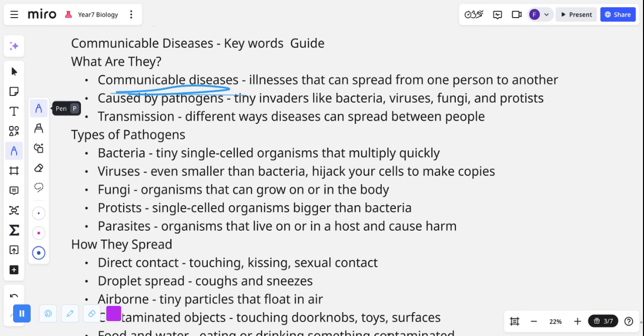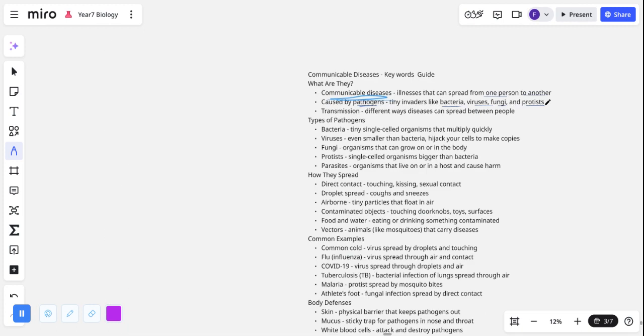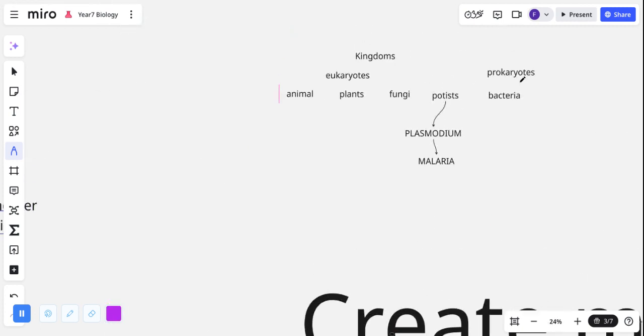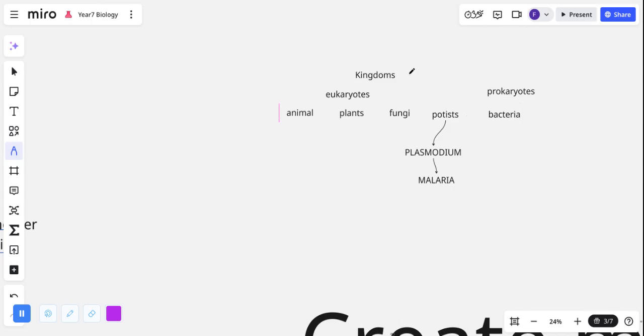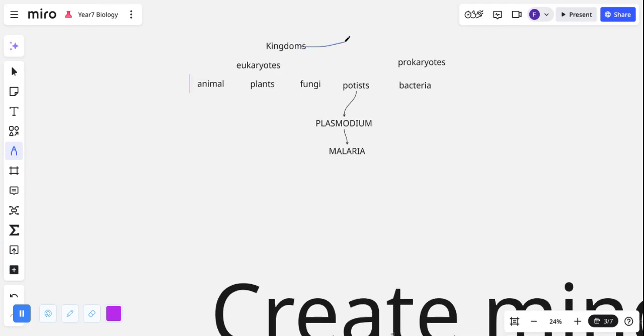So just to go through it rather quickly, communicable diseases are diseases you can pass from one person to another. They're caused by pathogens. The pathogens we're talking about are bacteria, viruses, fungi, and protists. And I created this pseudo mind map last session where living creatures are broken into two domains, eukaryotes and prokaryotes. But we're not looking at that. We're looking at the 5 kingdoms of living creatures. All life falls into these 5 kingdoms.